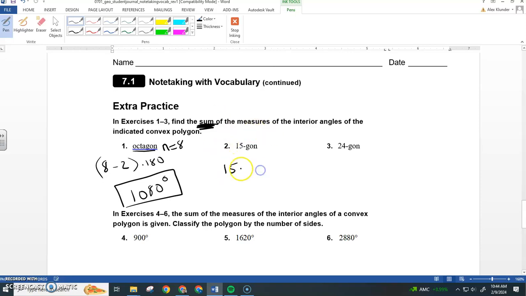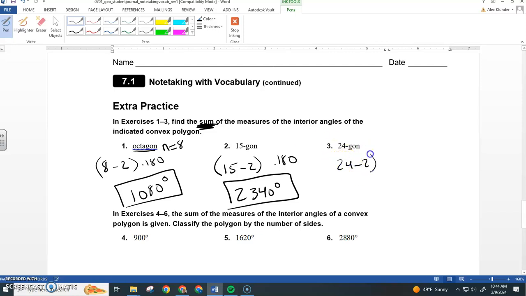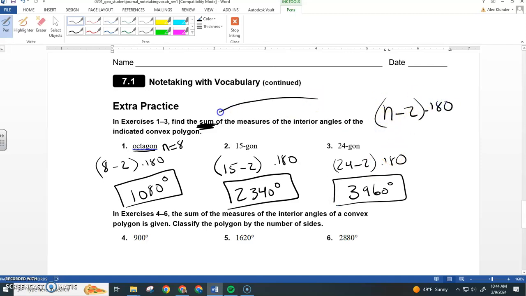15 is 15 sides, so 15 minus 2. I take 15 minus 2 times 180, and you get 2,340 degrees. That would be the interior sum. Sum is adding up all of the sides. And I did the exact same thing for 24 minus 2, and I end up with 3,960. So nothing crazy, just n minus 2 times 180. Every single time we're looking for the sum.